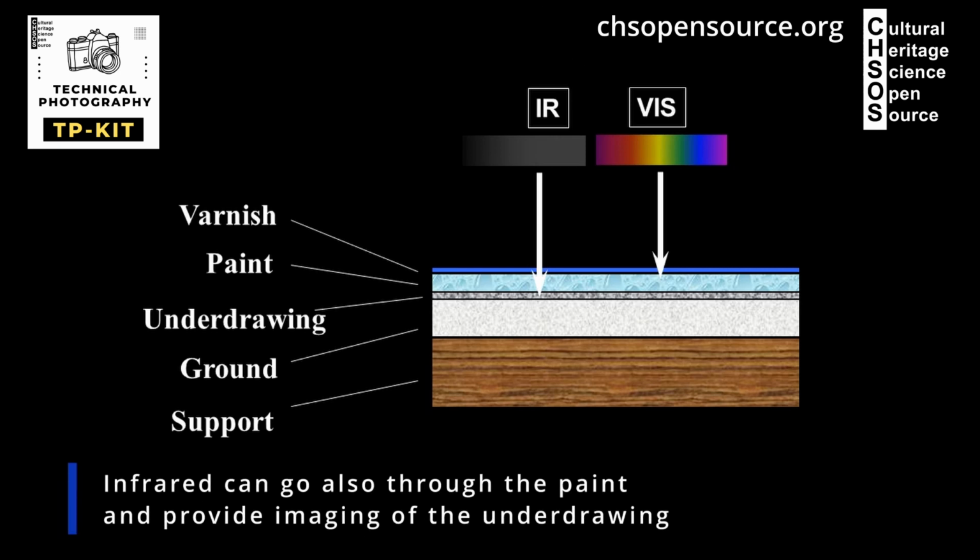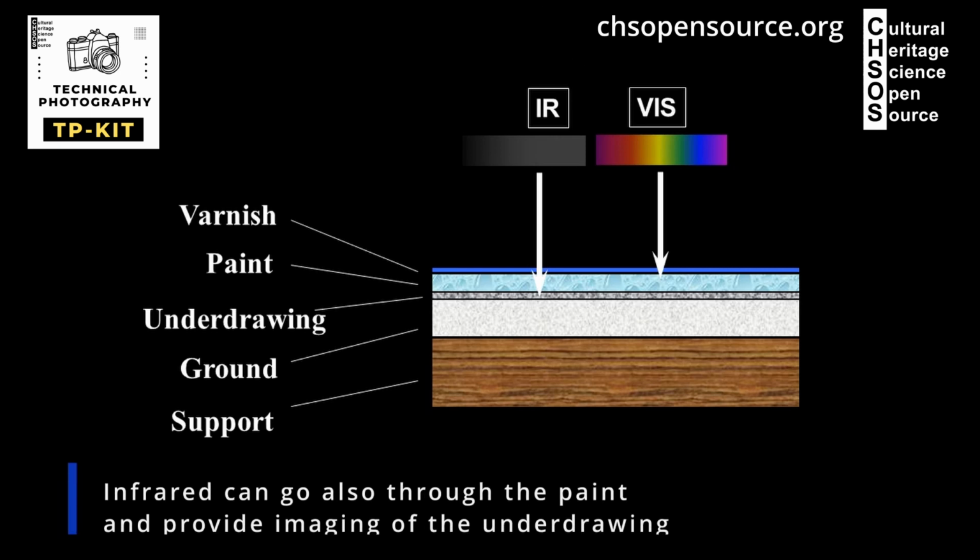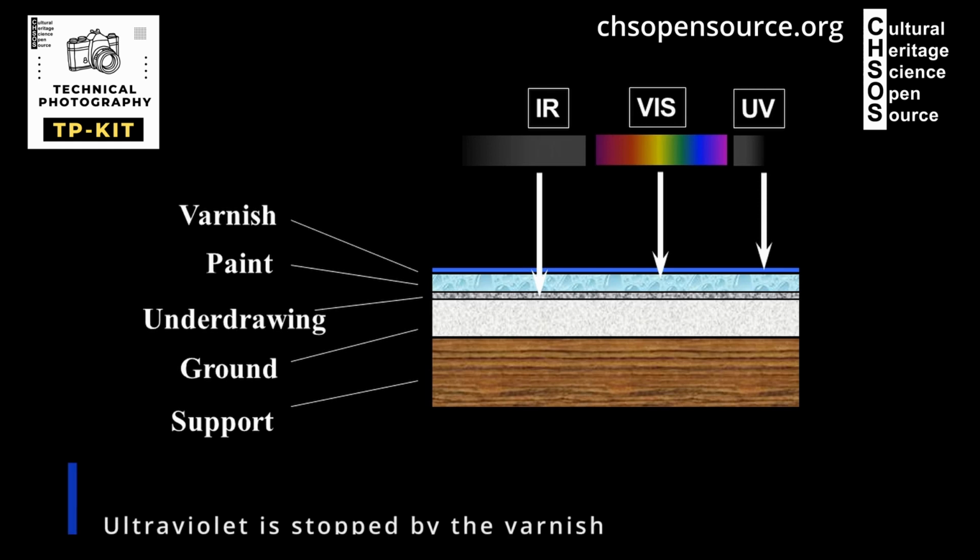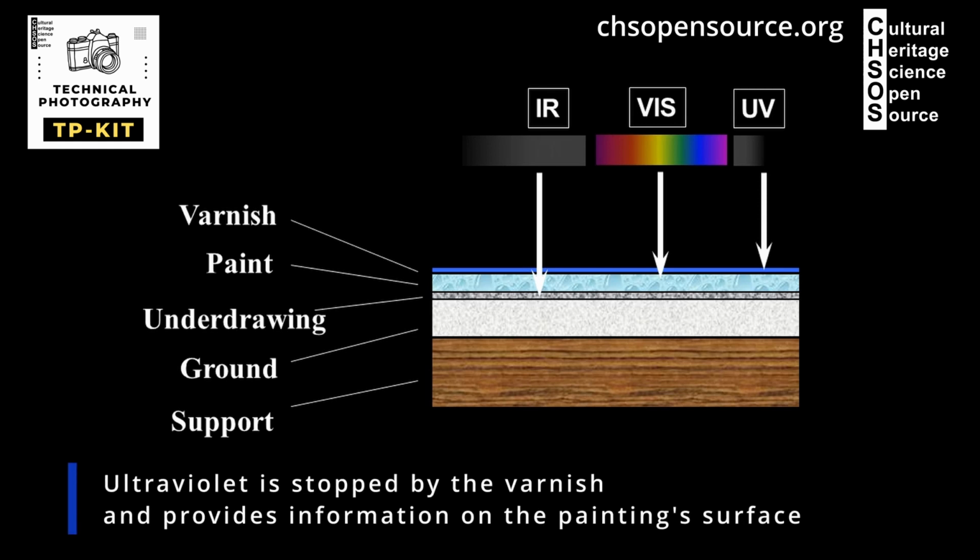Infrared can also go through the paint and provide imaging of the underdrawing. Ultraviolet is stopped by the varnish and provides information on the painting's surface.